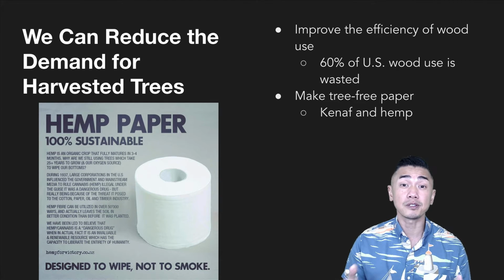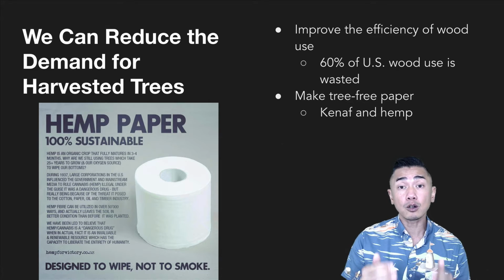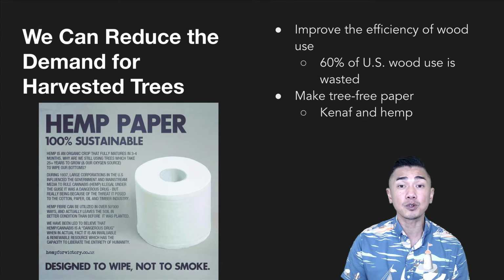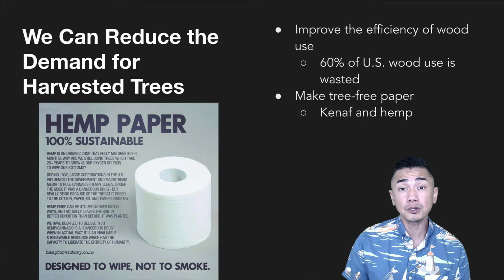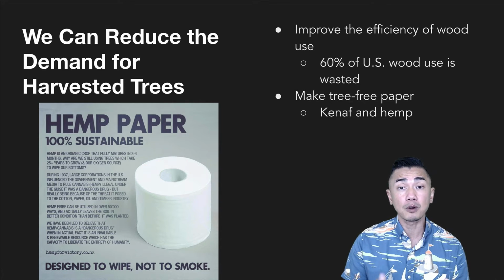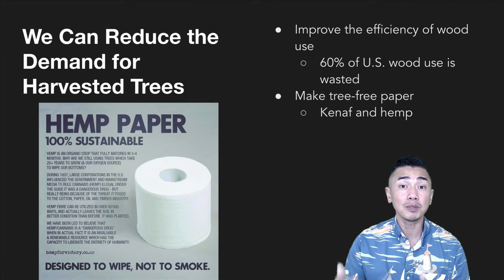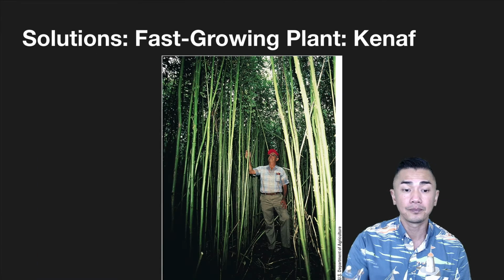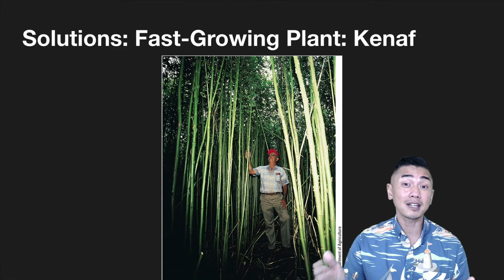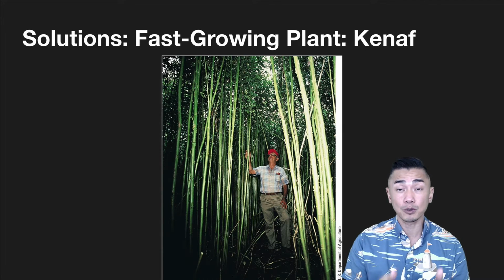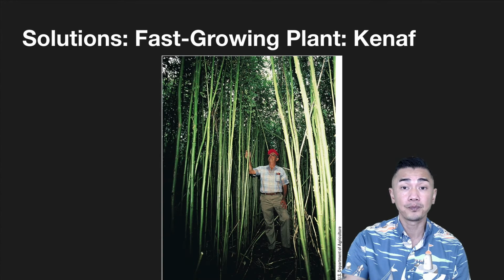In order to be more sustainable, we should reduce our need for harvested trees. We should use wood more efficiently. According to some estimates, 60% of wood used in the United States is wasted. We should also look for alternatives for paper made from wood pulp. There are plants like kenaf and hemp that can be used to produce paper. This is a photograph of kenaf plants. Again, kenaf can be used as an alternative to wood pulp for producing paper.